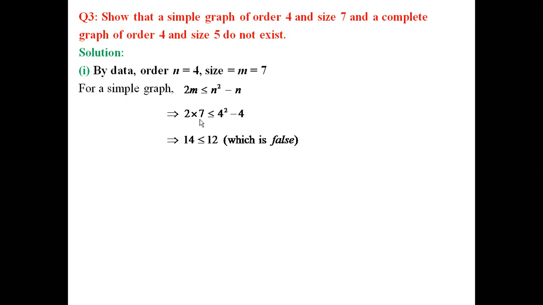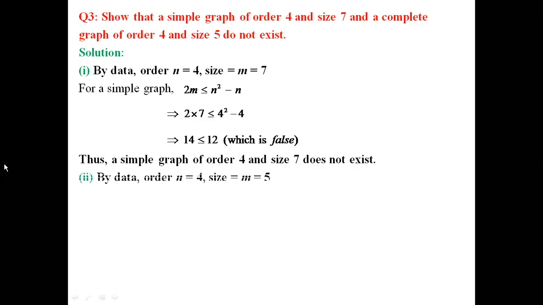On the left hand side, we obtain 2 into 7, which is 14. On the right hand side, we obtain 4 square minus 4, which is 12. And 14 is a larger value. It is never less than or equal to 12. So such a graph does not exist. That is, a simple graph of order 4 and size 7 does not exist.